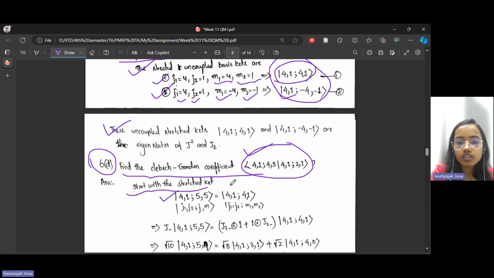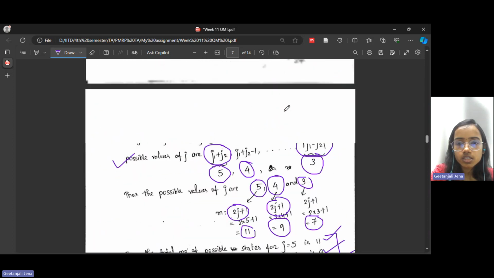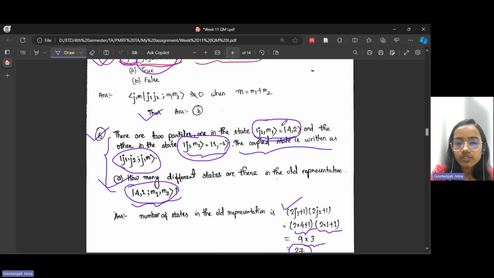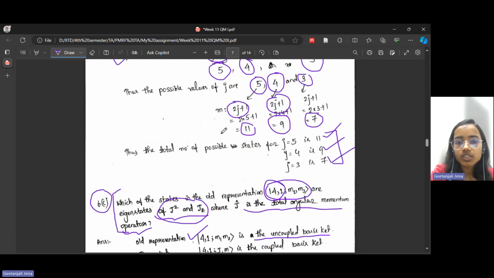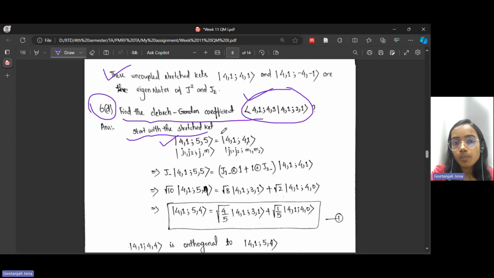So J1 is 4 and J2 is 1. Let me show you J1 and J2. It was already given in the question. So J1 here is 4 and J2 is 1. That means the maximum value of M will be 5, and the maximum value of J will be 5, right?